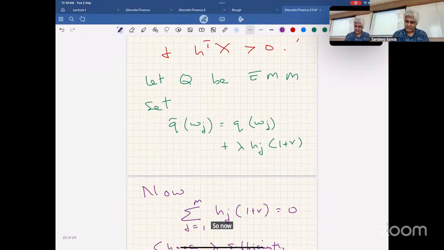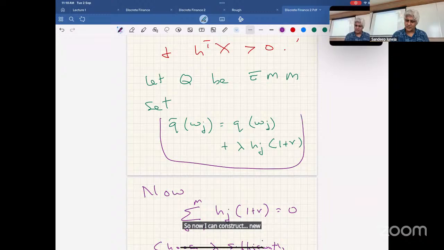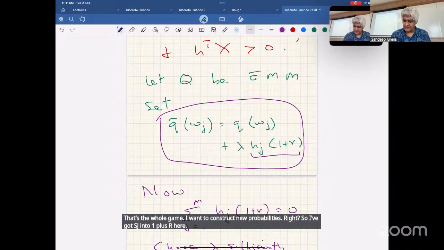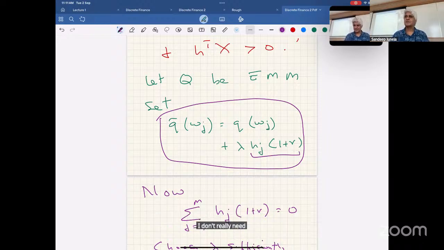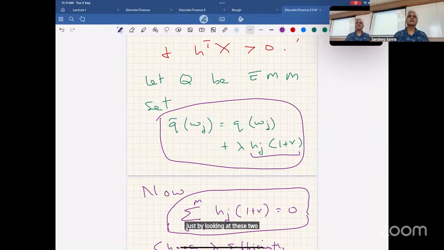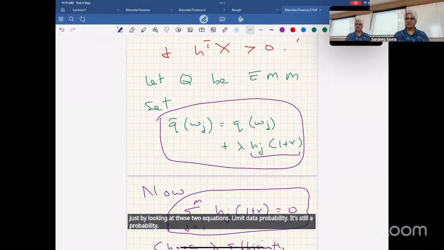So now I can construct new probabilities as follows. That's the whole game. I've got Hj times 1 plus R here. I don't really need the 1 plus R here, but I know that the summation of Hj times 1 plus R is equal to 0. Why is this important? Just by looking at these two equations, it still remains a probability for an appropriate lambda.